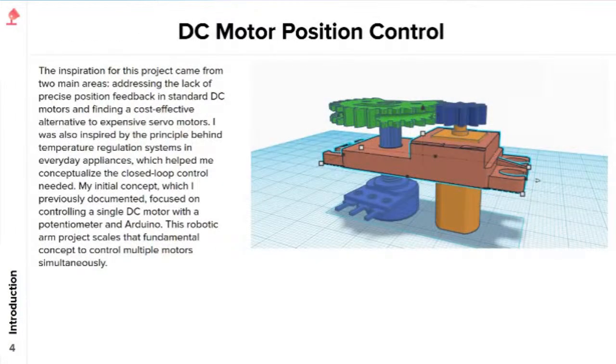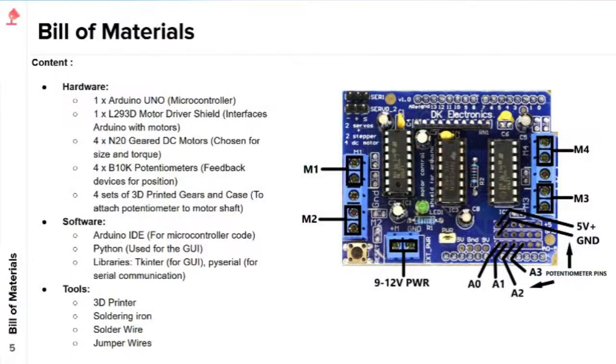The inspiration for this project came from two main areas: addressing the lack of precise position feedback in standard DC motors and finding a cost-effective alternative to expensive servo motors. I was also inspired by the principle behind temperature regulation systems in everyday appliances, which helped me conceptualize the closed-loop control needed. My initial concept, which I previously documented, focused on controlling a single DC motor with a potentiometer and Arduino. This robotic arm project scales that fundamental concept to control multiple motors simultaneously.